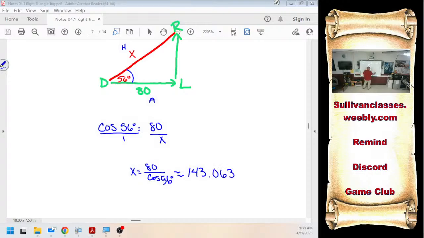It said to the nearest yard. I don't care. I've said it several times in here. I don't care what the directions are. We're going to go 3 decimal places, unless we're talking about money, because money is specifically to the hundredths.